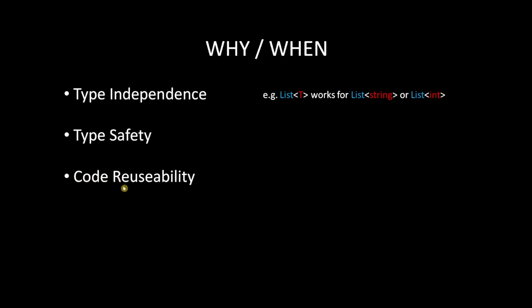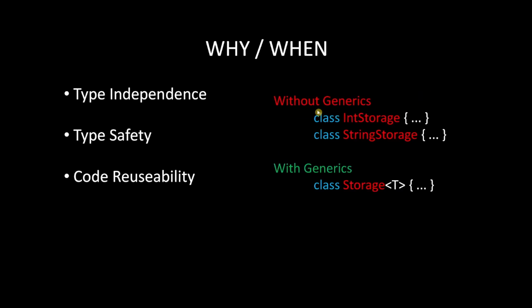Why use C# generics? It offers code reusability. We don't need to write multiple versions of the same class or methods for different data types. Here's an example. Without generics, we need to create different classes. With generics, we can achieve the same results with just one class. When to use C# generics: whenever we want to avoid code duplication. Instead of writing separate implementations for different types, we can just use a generic solution.